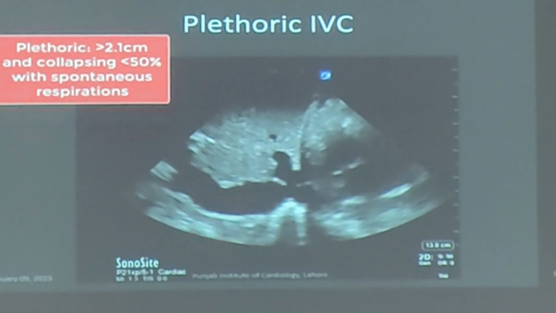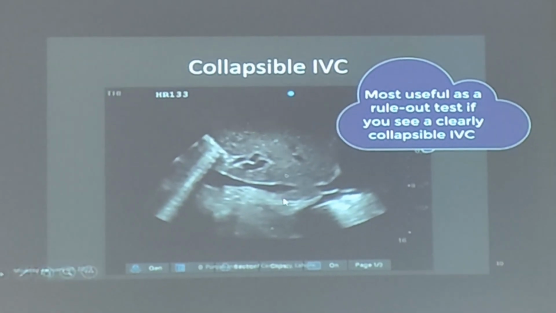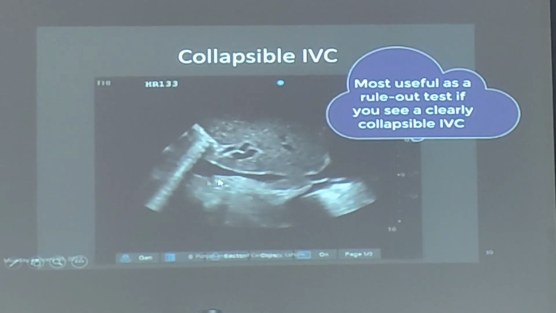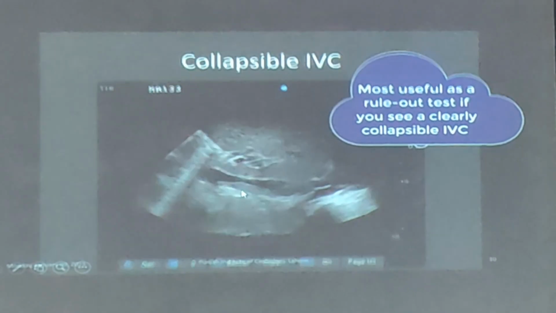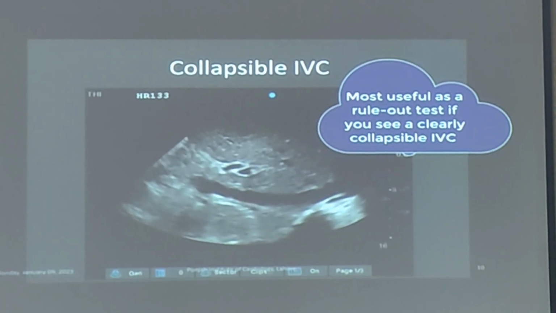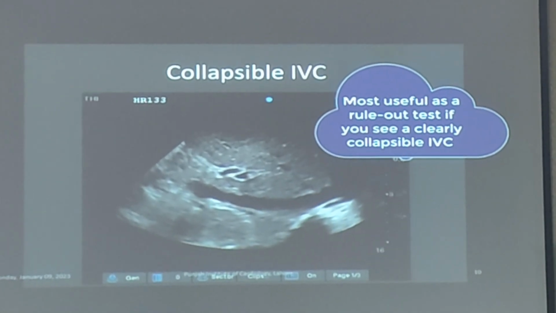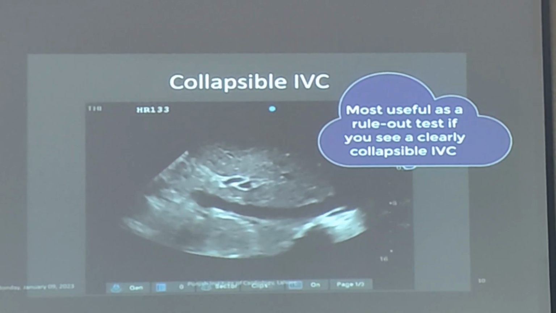The opposite is also true. If you see that the IVC is collapsible, as we are seeing here, that with each inspiration and expiration it is changing its size and diameter, it means that there is no significant hemodynamic compromise of the patient, so we can take it easy and go away.